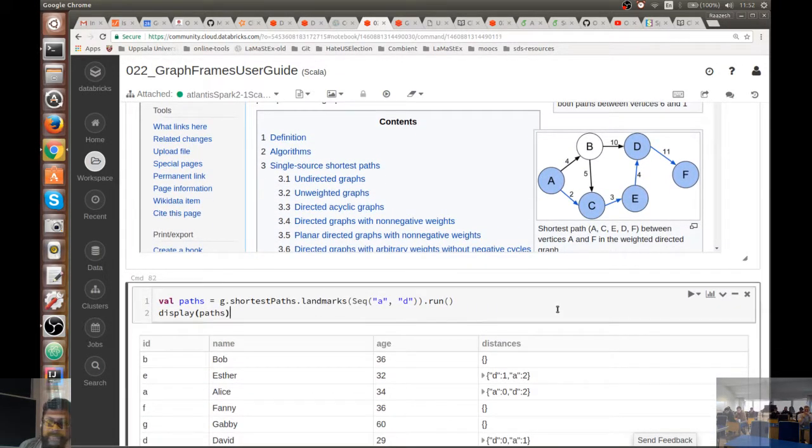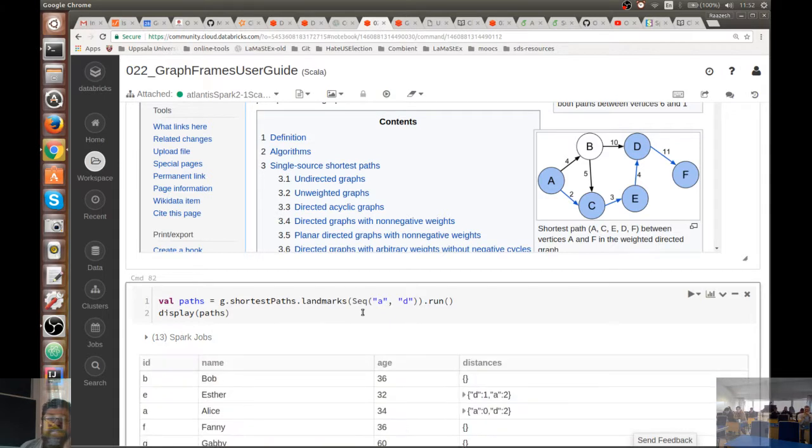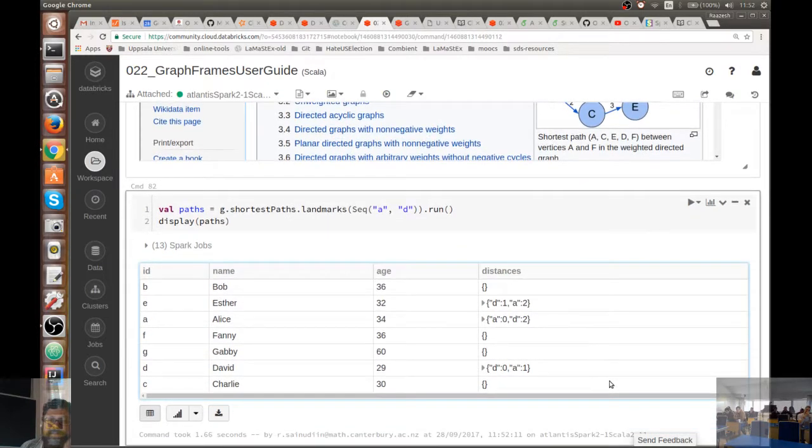So let's just quickly do it. Here I'm defining my landmarks to be a sequence of vertices. I say I'm interested in A and D, my vertex IDs, as my landmarks. So I'm interested in the distance from every vertex to A and D. Here, in this case, for Esther, the shortest path to D is 1. The shortest path from A is 2. And in these cases, it's empty because the path doesn't exist.